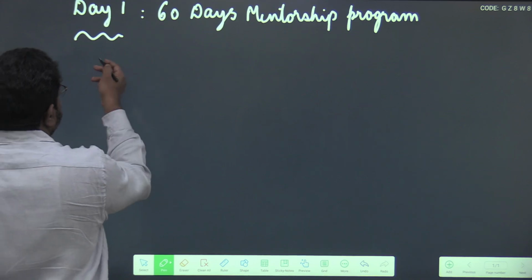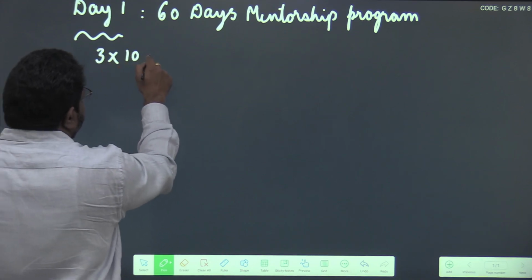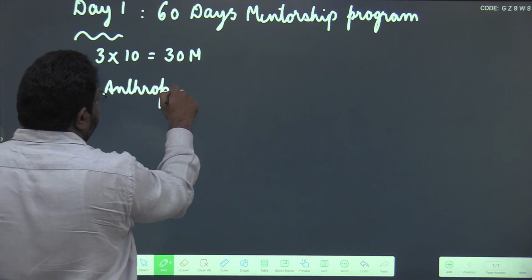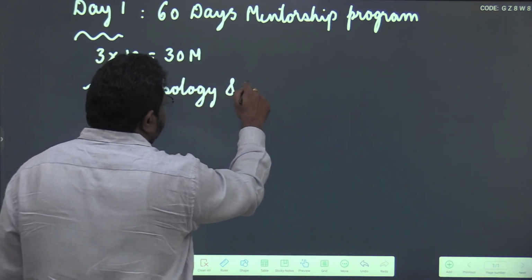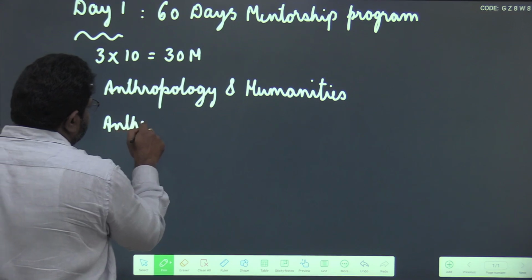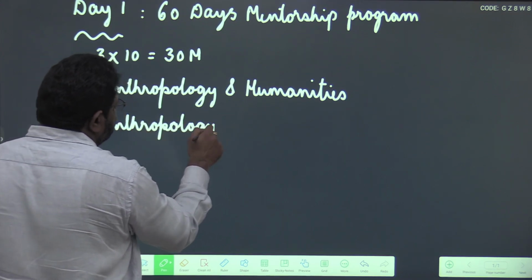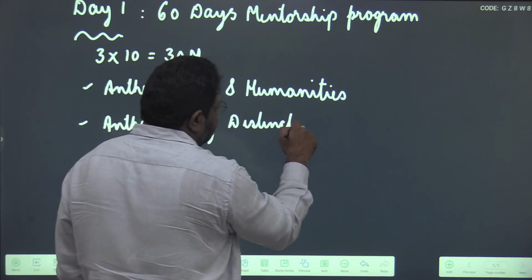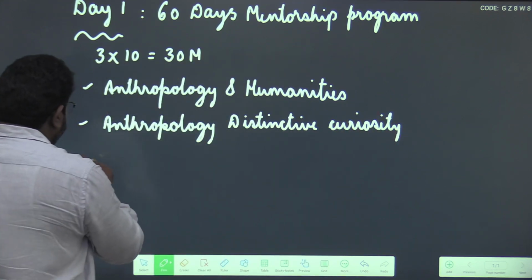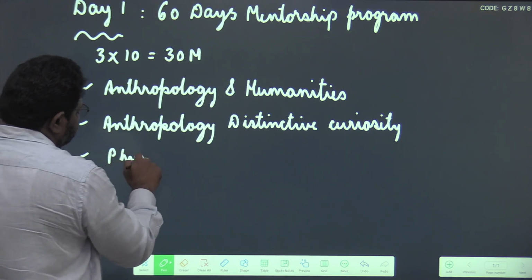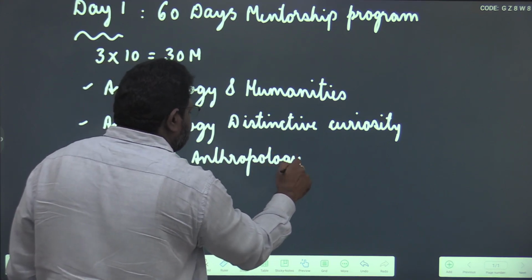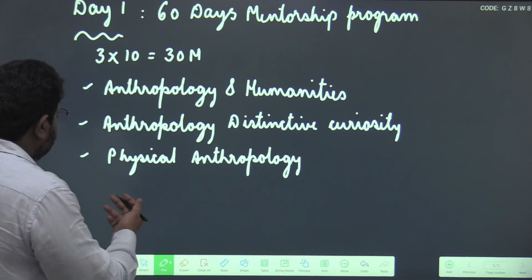See, 3 questions were asked, each one carrying 10 marks. So 3 into 10, we have 30 marks. So the questions which were asked were anthropology and humanities, anthropology, distinctive curiosity, and then you have physical anthropology.